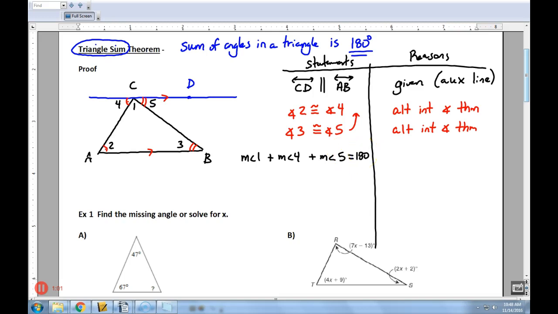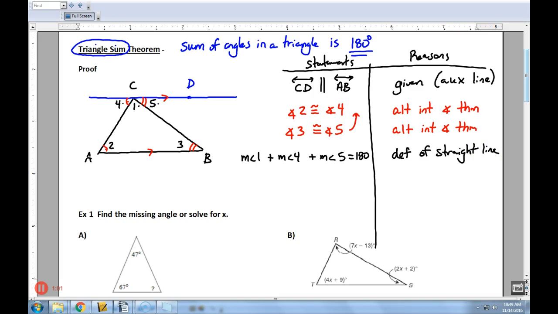Well, how do I know that 4 plus 1 plus 5 equals 180? And that's because they form a straight line. All right? Those angles form a straight line in there. I can't really say linear pairs, but I could use something like definition of a straight line. All right, the definition of a straight line is a line that's 180 degrees.